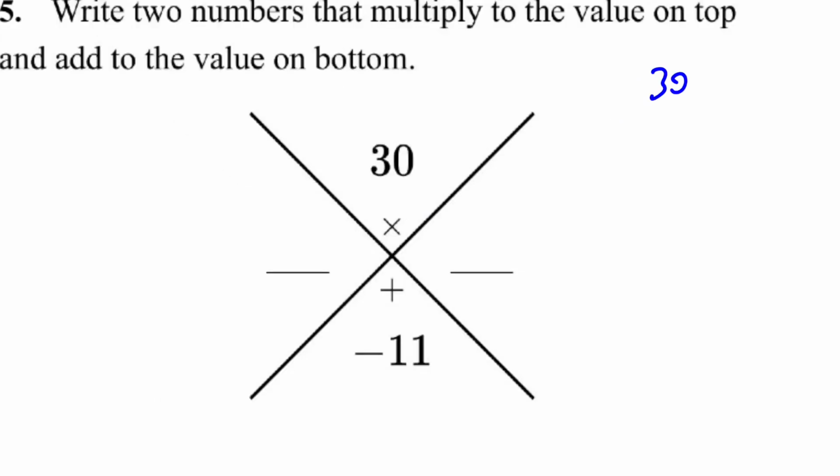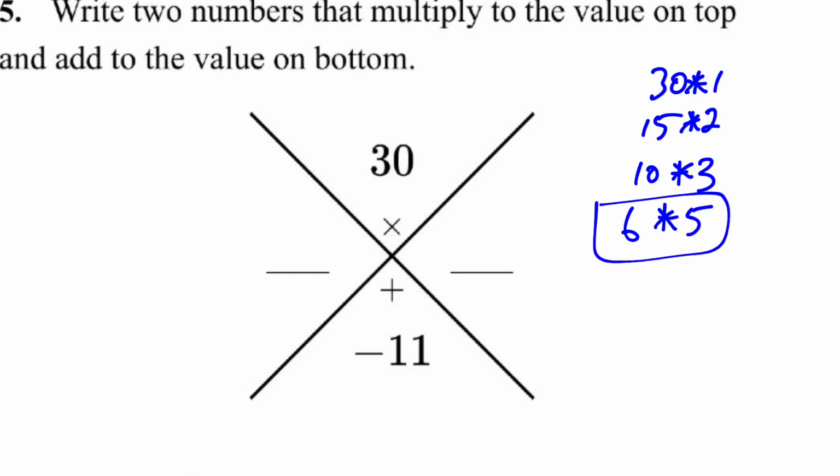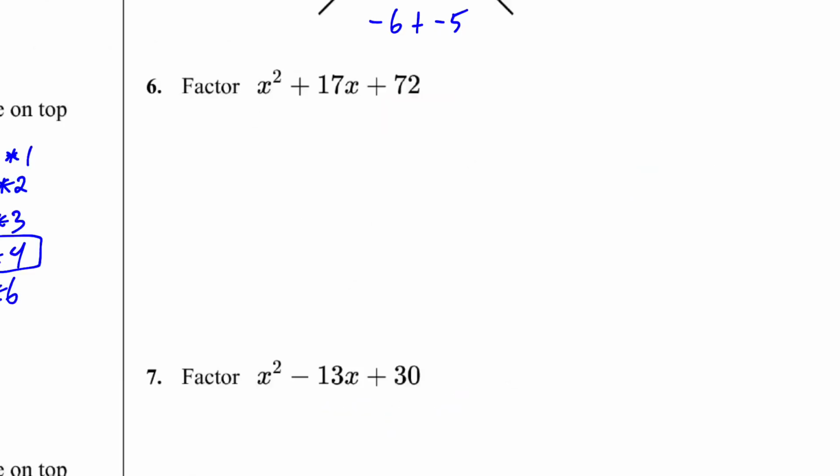Factors of 30 include 30 times 1, or 15 times 2, or 10 times 3, or 6 times 5. It's this last one, but they both have to be negative. And then, negative 6 times negative 5 equals 30, and negative 6 plus negative 5 equals negative 11. Those first 5 are the first skill, the first grade. Each 5 questions is going to be a separate grade here.